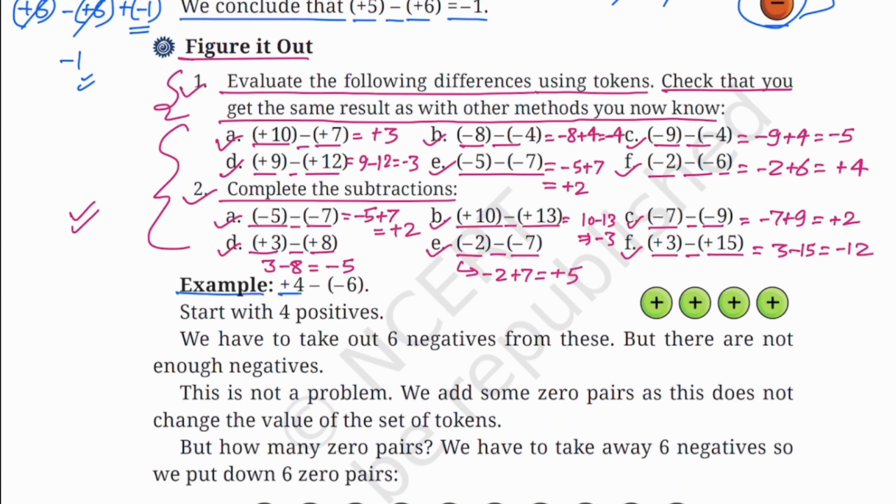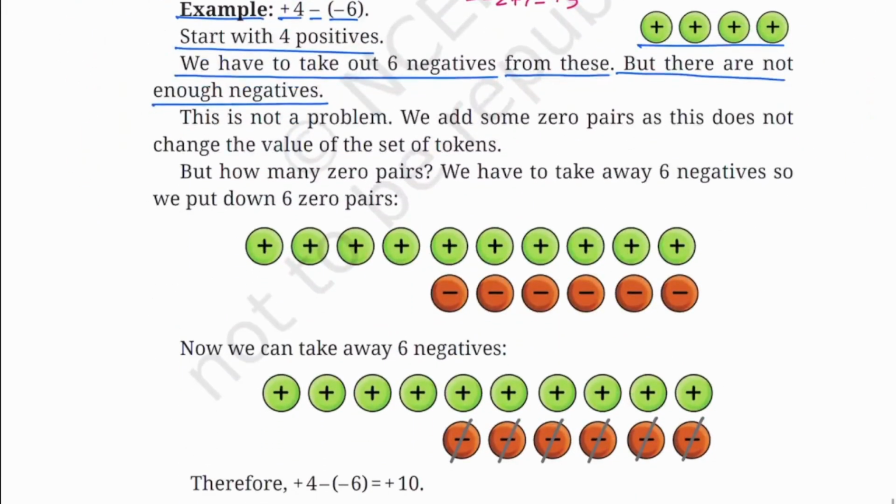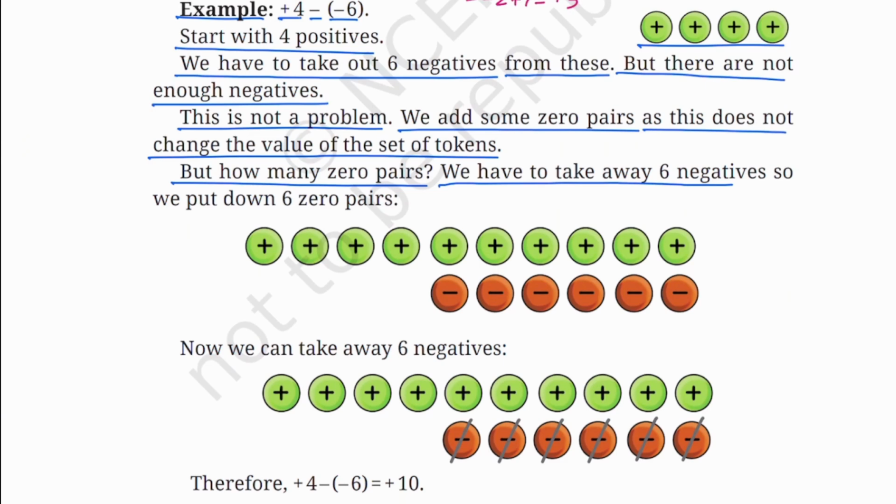Example, plus 4 minus minus 6. Plus 4 is here and you have to subtract 6 negative tokens. Start with 4 positives. We have to take out 6 negatives from these, but there are not enough negatives. This is not a problem. We add some 0 pairs as this does not change the value of the set of tokens. But how many 0 pairs? We have to take away 6 negatives, so we put down 6 0 pairs.